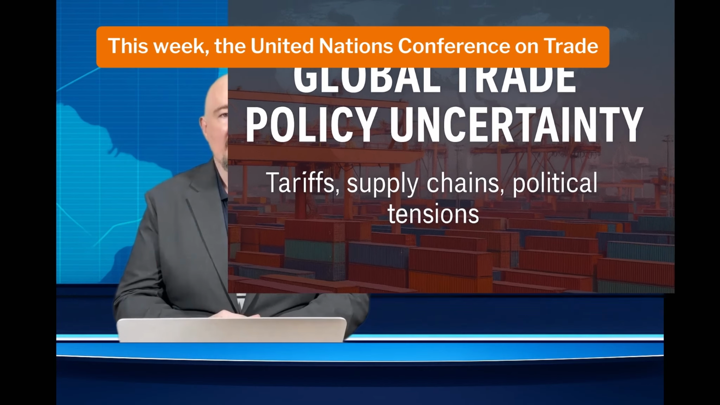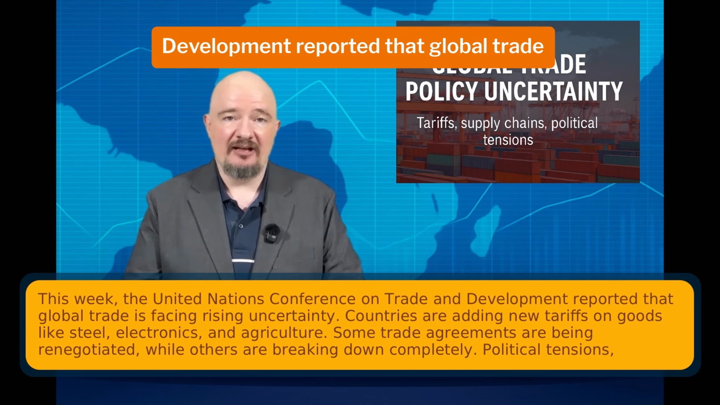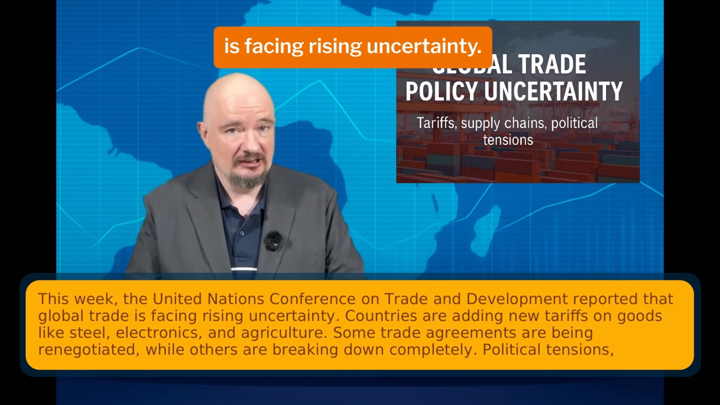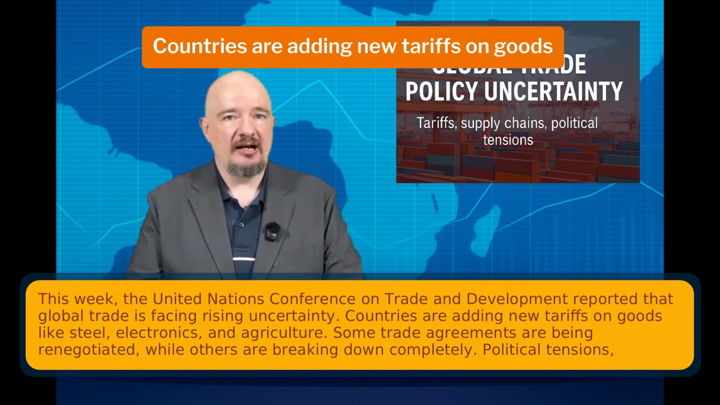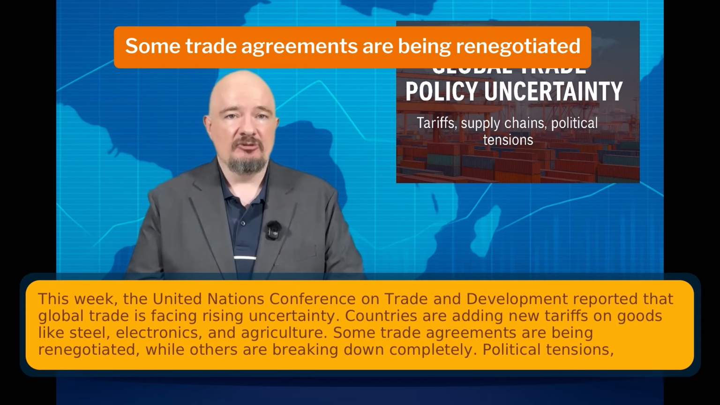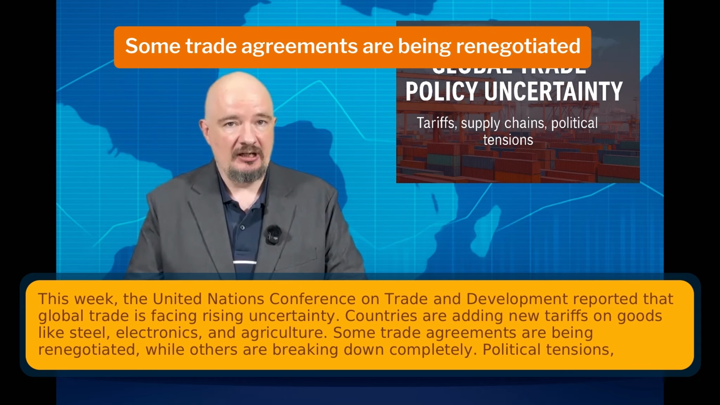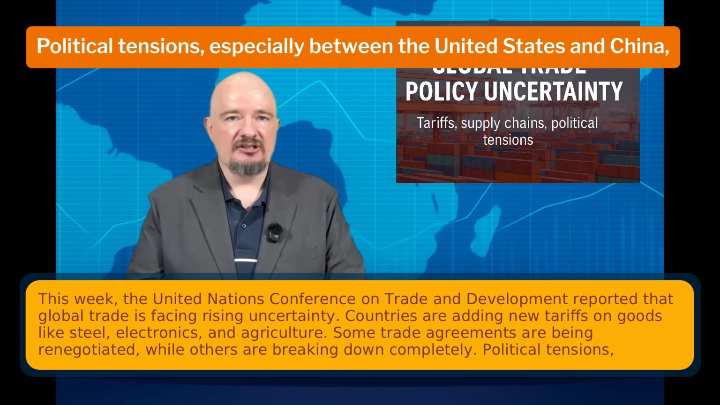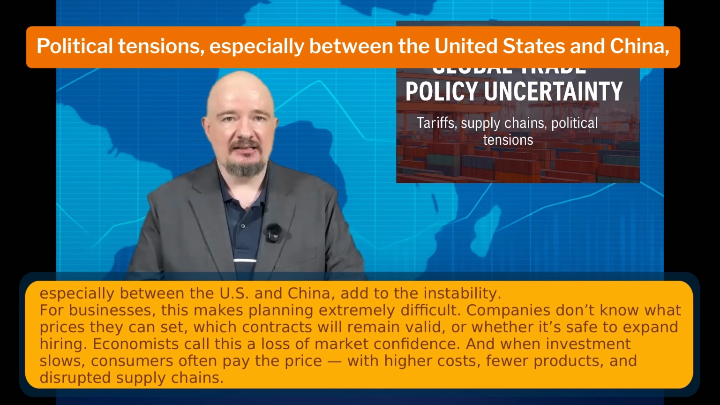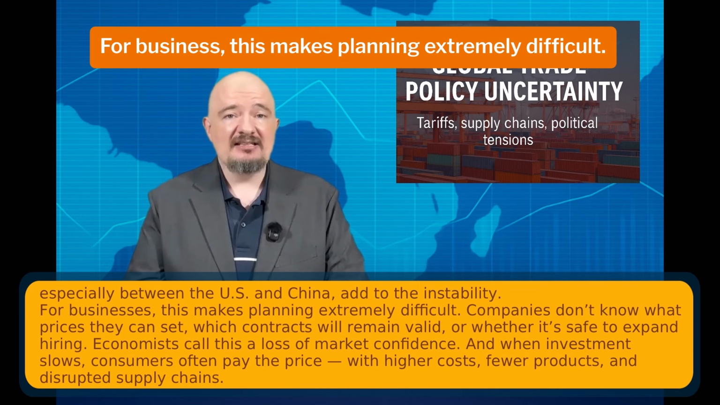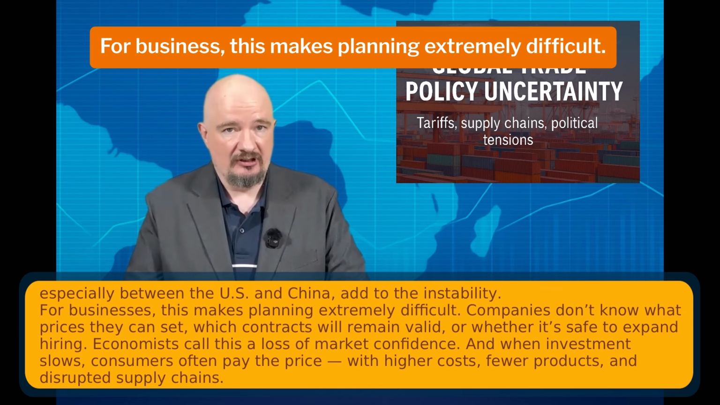This week, the United Nations Conference on Trade and Development reported that global trade is facing rising uncertainty. Countries are adding new tariffs on goods like steel, electronics, and agriculture. Some trade agreements are being renegotiated, while others are breaking down completely. Political tensions, especially between the United States and China, add to the instability. For business, this makes planning extremely difficult.